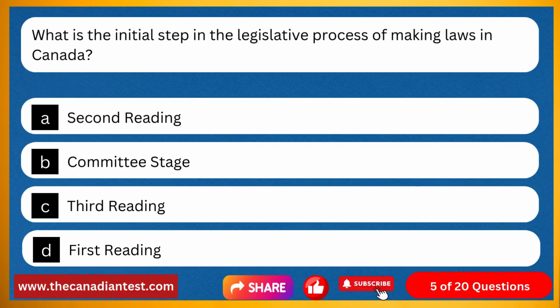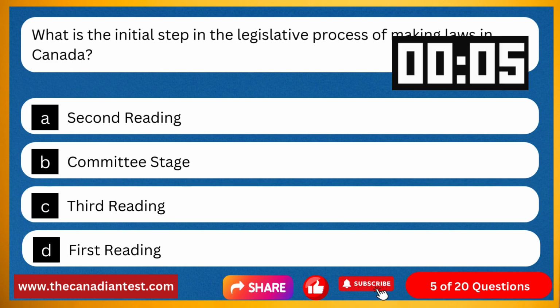Question 5. What is the initial step in the legislative process of making laws in Canada? Option A, second reading. Option B, committee stage. Option C, third reading. Option D, first reading.